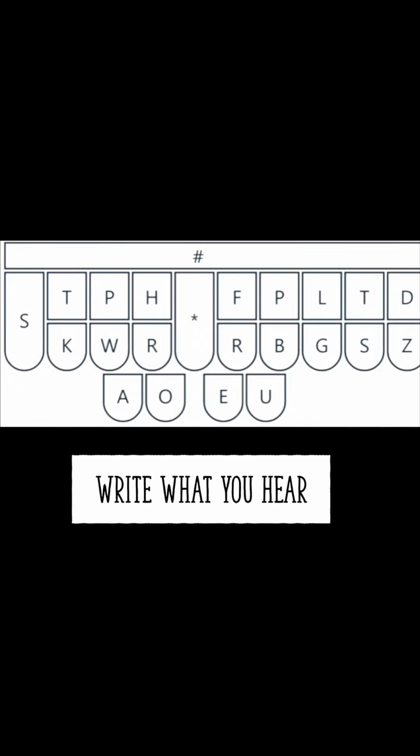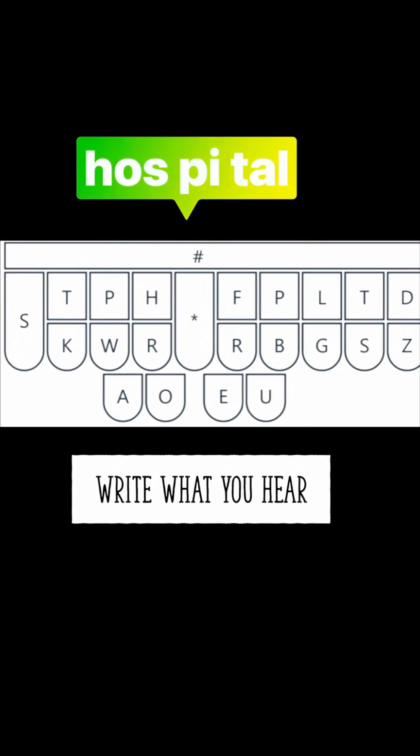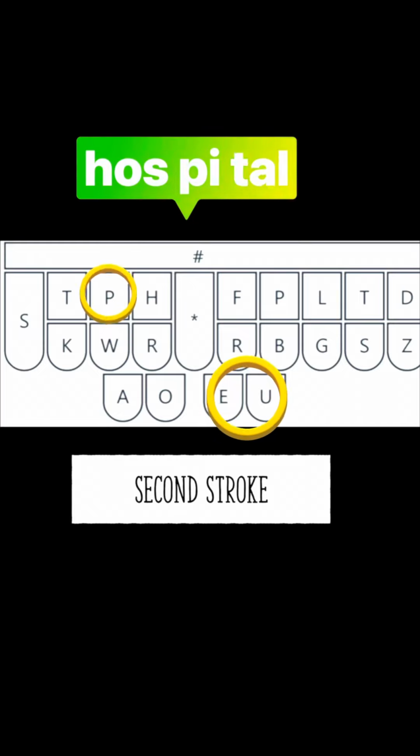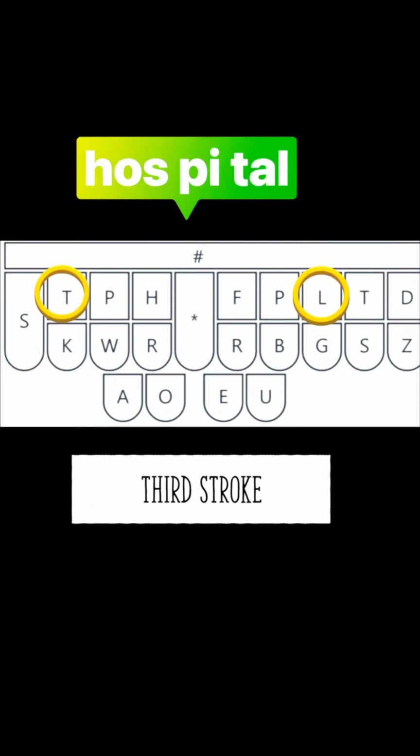Because we write what we hear, multisyllable words can sometimes have more than one correct way to write them. If you hear hospital, then you could write it as H-A-U-S, second stroke P-I, or P-U, depending on how you hear it. Third stroke, initial T, final L, because we leave out the short vowel before a final side consonant.